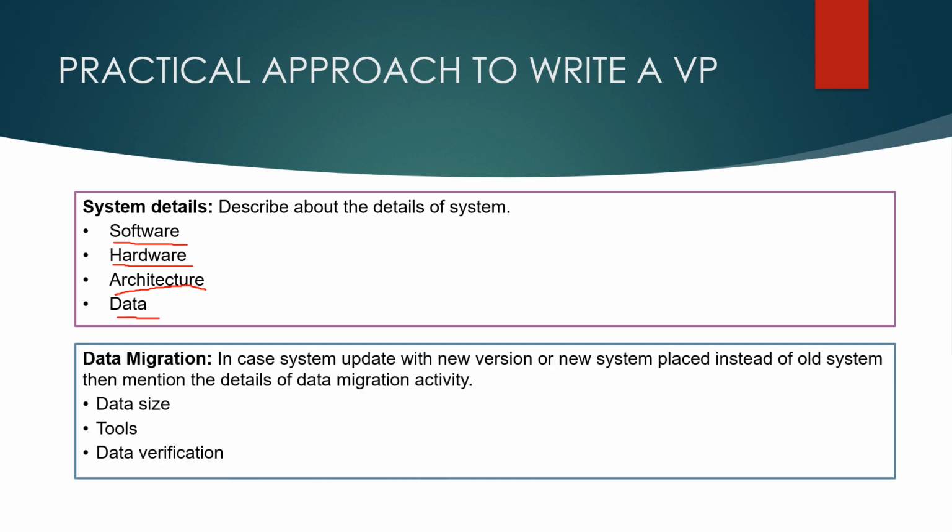Next one is the data migration. In case the system is updated with a new version or a new system is placed instead of the old system, then mention the details of the data migration activity, that is, the data size and which tools are going to be used to migrate the data. After the migration activity, you need to define the verification strategy. Overall, all the data should be migrated successfully and verification should be done, so it can be defined that the integrity of data is satisfactory.